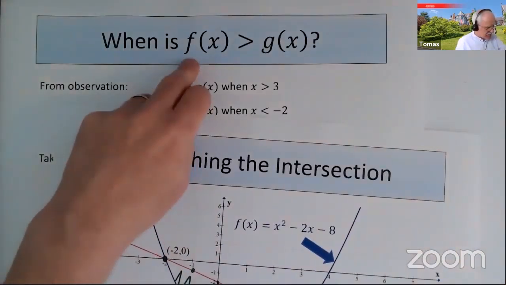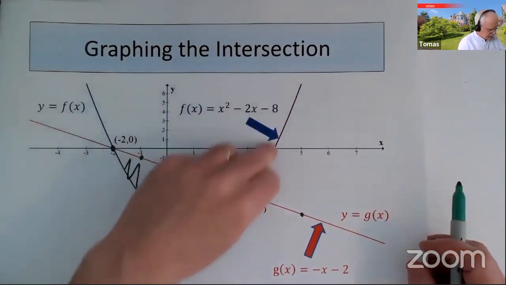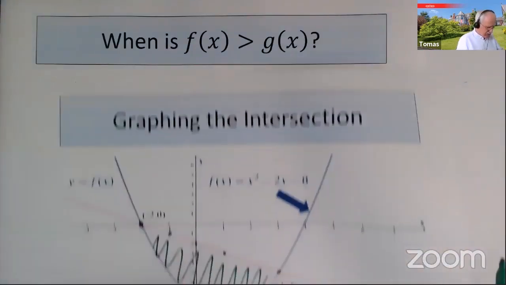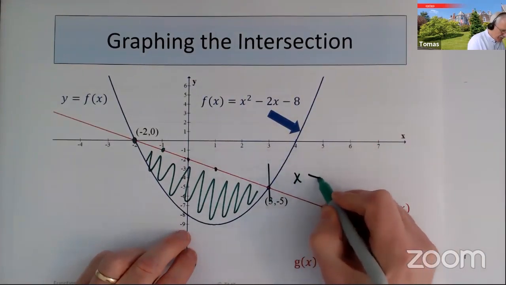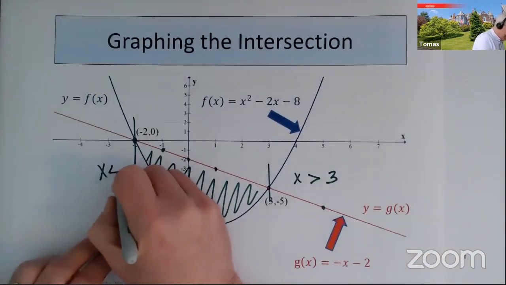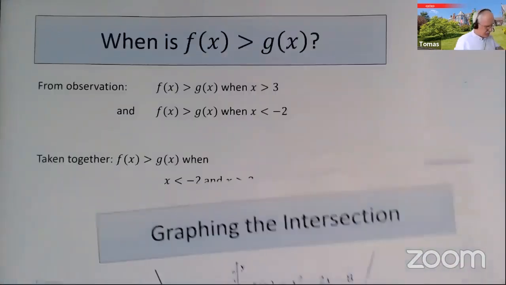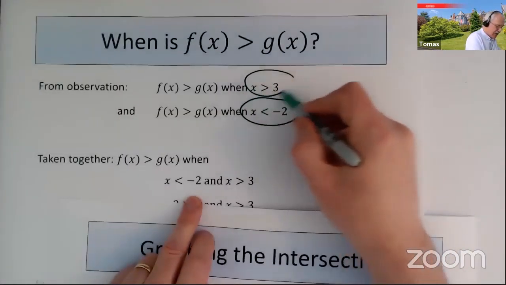But the question says, when is the blue above the red? So when is f of x, the blue, greater than g of x? Well, it looks like it's when x is greater than 3, and here, when x is less than minus 2. So again, x less than minus 2, x greater than 3.